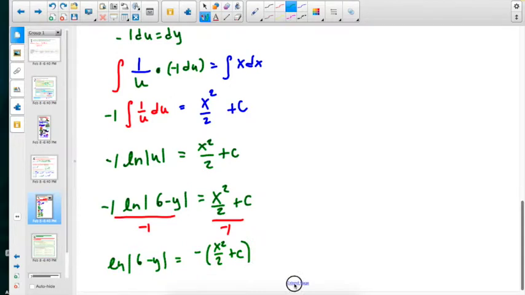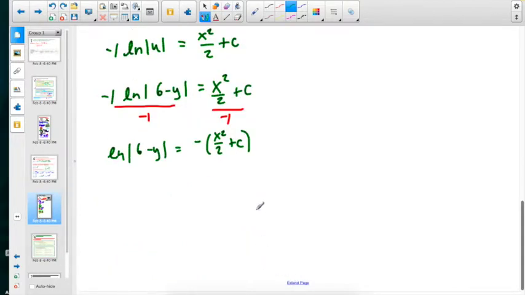And the reason why I put that in brackets is I know when I exponentiate, this whole right-hand side is going to become a power. So I might as well just put it in brackets right away. So we're going to exponentiate both sides. Exponentiation of a natural log just gets us whatever is in the natural log location. So we end up with 6 minus y equals e to the minus x squared over 2 plus c.